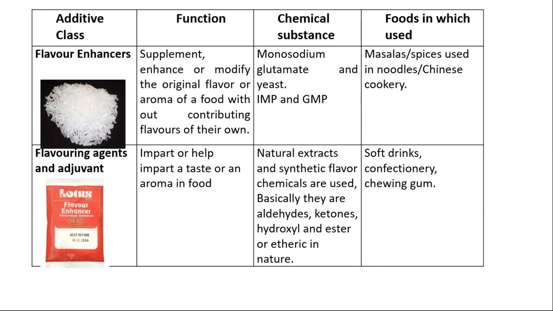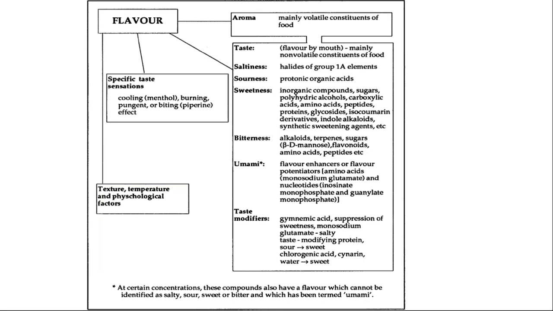Then you have flavoring agents and adjuvants, which help to impart a taste or enhance the aroma in the food. These are natural extracts and synthetic flavors. Basically, these are all aldehydes and ketones, and you generally find flavoring agents and adjuvants in confectionery, chewing gum, and soft drinks. The flavor will persist as long as these chemicals are there.